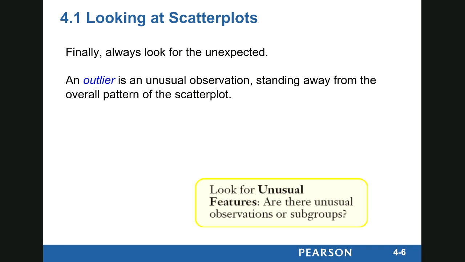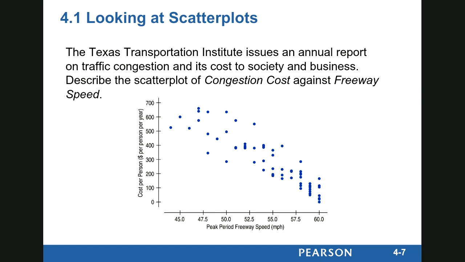Okay, so we're going to look at this new example, and I'll read and then explain. The Texas Transportation Institute issues an annual report on traffic congestion and its cost to society and business. Describe the scatterplot of congestion cost against freeway speed. Okay, so what is this telling us?